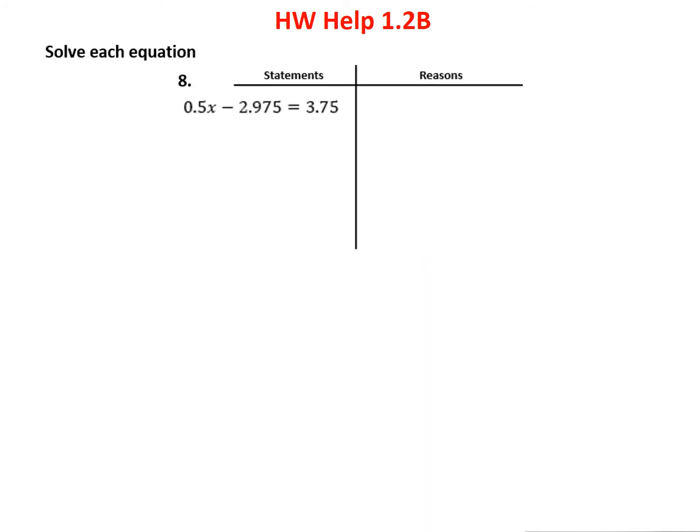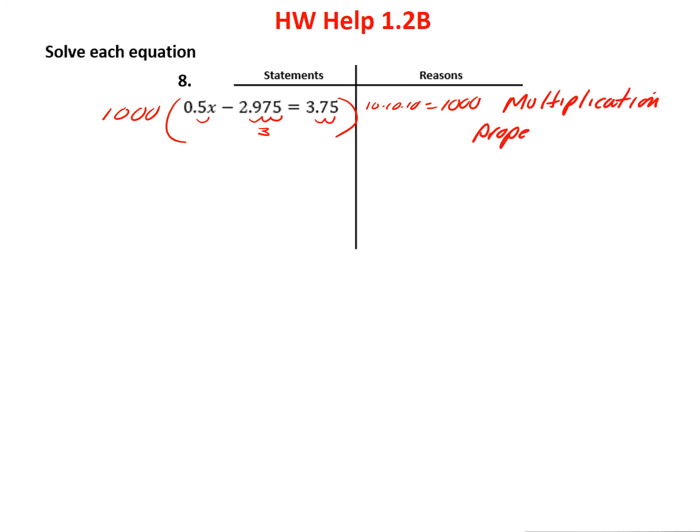In problem 8, we just have to find which decimal has the most decimal digits to the right of the decimal point. You notice the first one only has 1, but this one has 1, 2, 3. This one has 2. So we want to do this one, which is 3, and that's going to be 10 times 10 times 10, or 1,000. So we're going to multiply everything by 1,000 to get rid of the decimal points. And again, of course, we're doing the multiplication property of equality.